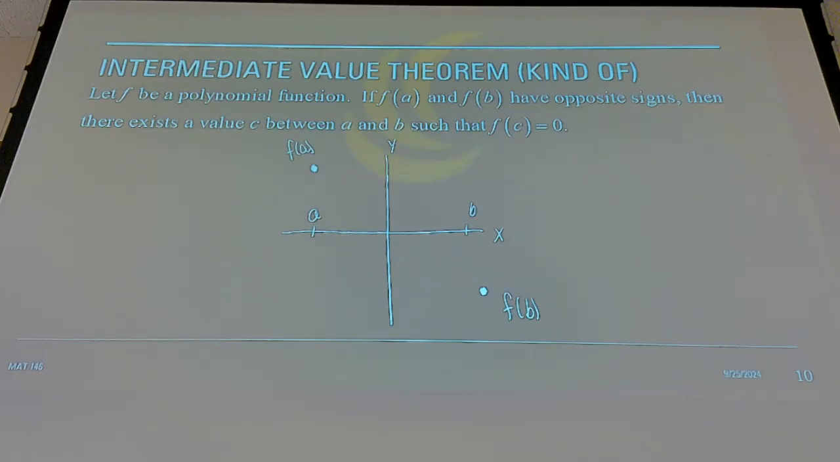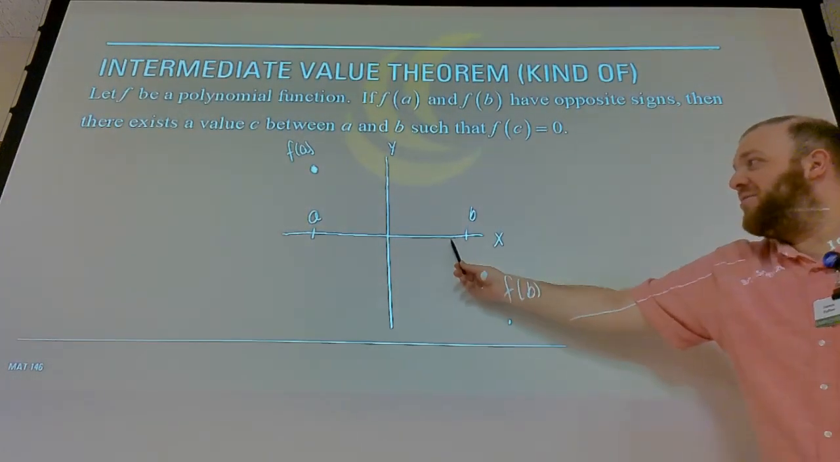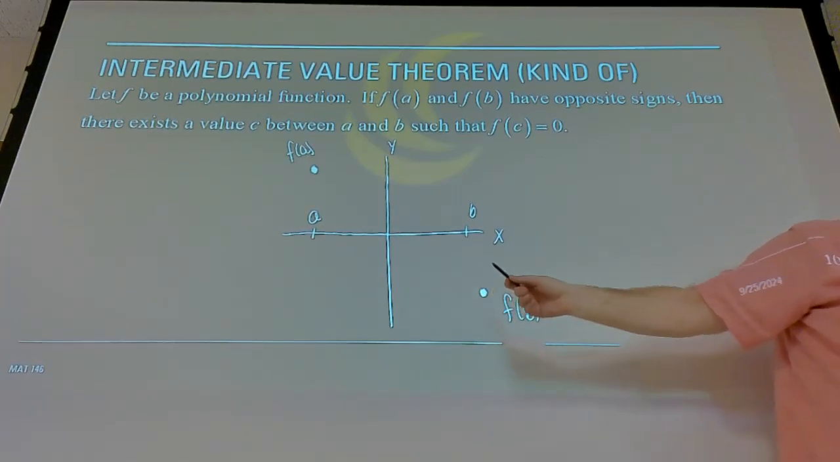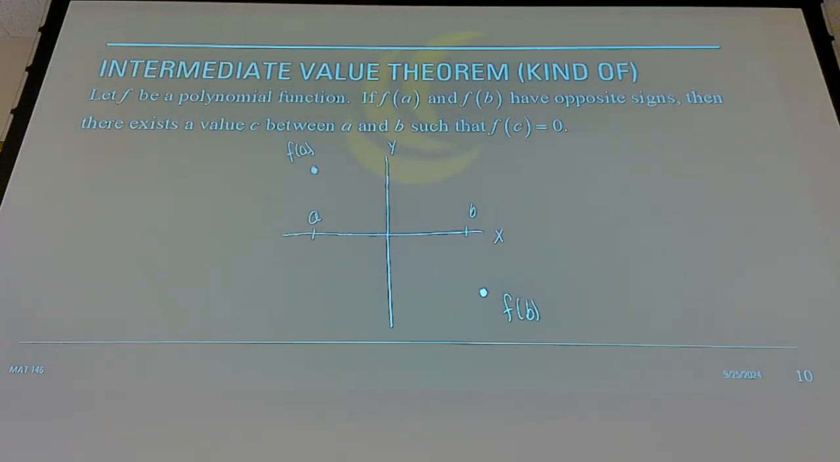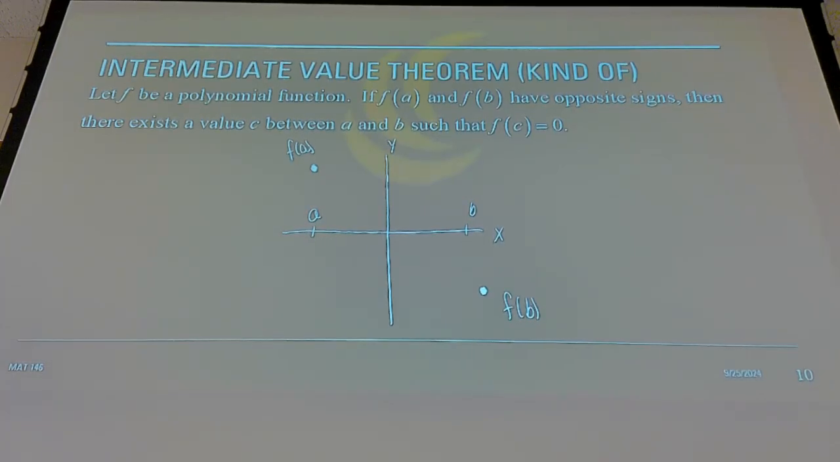And so notice f of a here is positive, f of b is negative. What the intermediate value theorem says, there has to be some point between a and b. So there has to be some point along here where the function crosses it. Otherwise, you can't get from positive to negative.